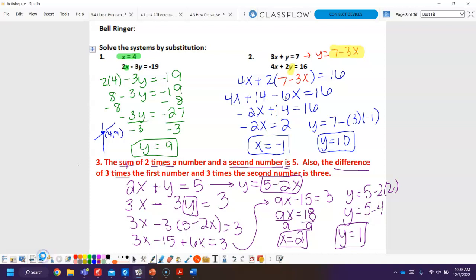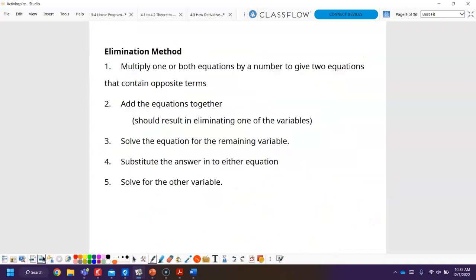Today we are going to learn a second way to solve for equations, and that second way is the elimination method. The elimination method is exactly as it sounds. Yesterday we substituted or replaced. Today we are going to eliminate. So you are going to eliminate a variable.